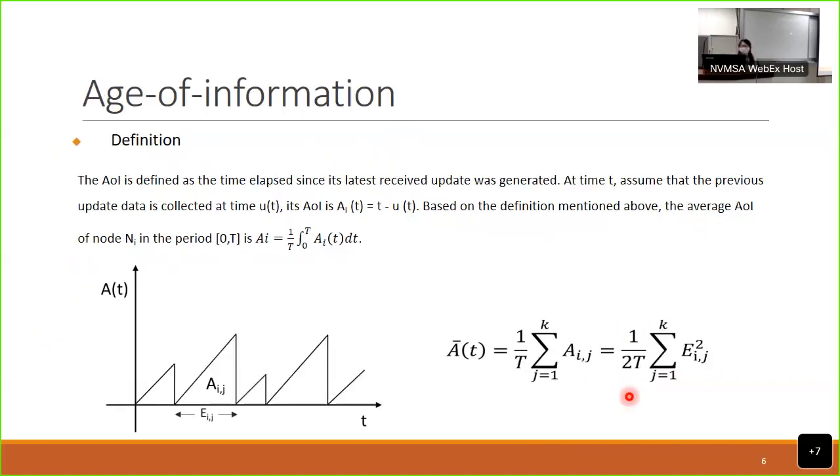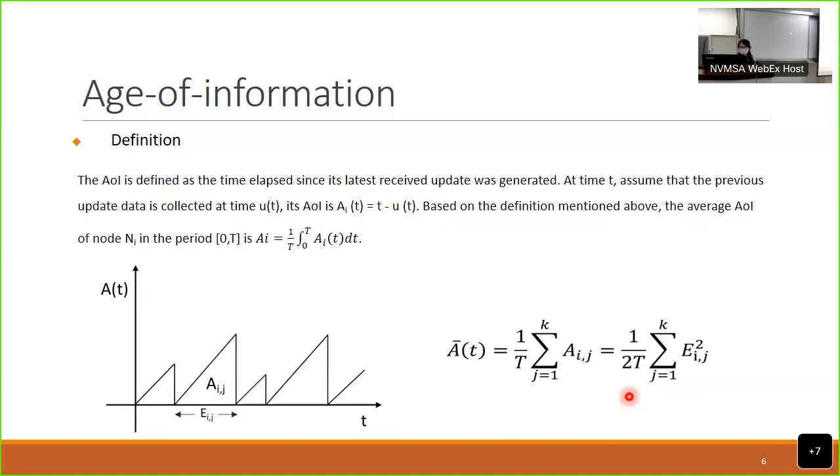Sorry. So in our system architecture, we would like to keep the average age of information low to make sure the data in the system is fresh. So the goal of this work can be divided into two goals. The first one is to use the multi-level write mode to further reduce the energy consumption, and the second one is to reduce the average age of information.